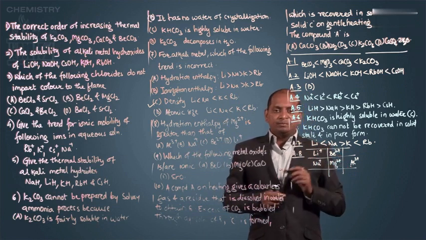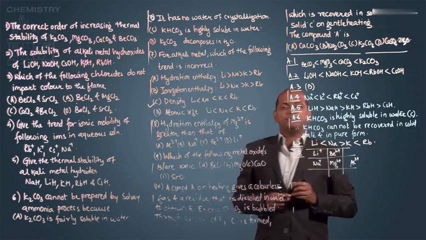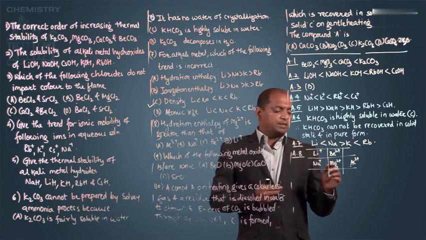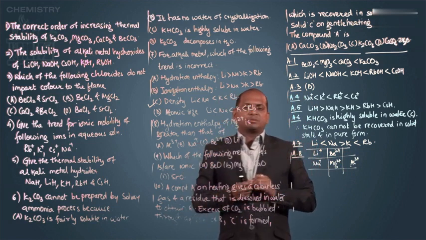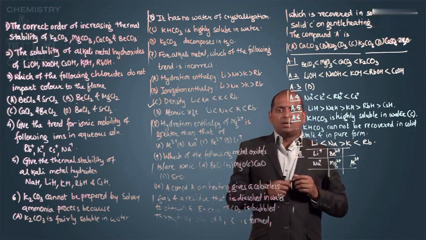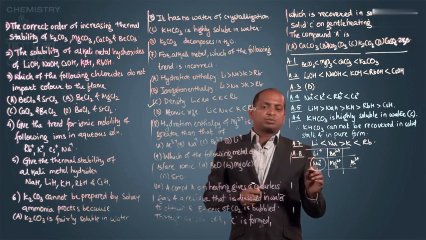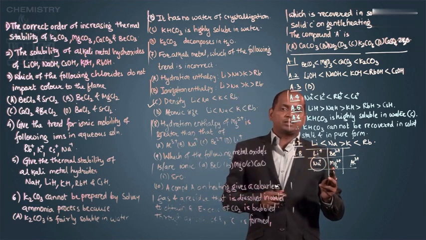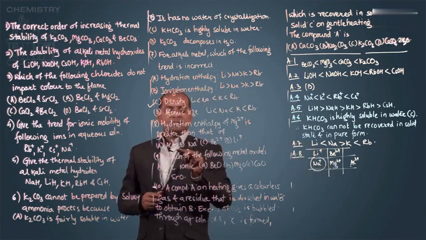Atomic size of beryllium is less than that of magnesium. So hydration energy of beryllium is greater than that of magnesium. The atomic size of lithium and magnesium are almost the same, so obviously their hydration energy must be almost equal. But in case of sodium, the atomic size of sodium is greater than that of magnesium. So obviously hydration energy of magnesium is greater than that of sodium, and therefore the answer is B.